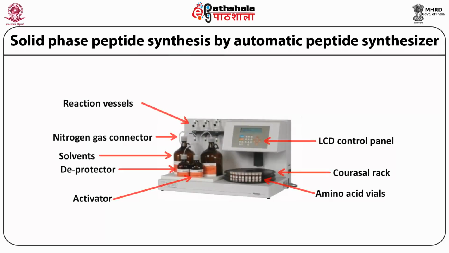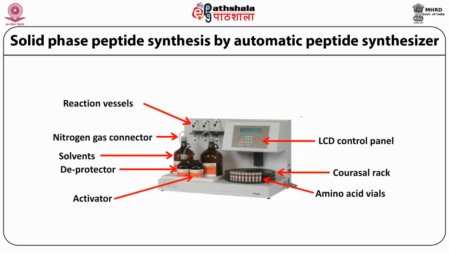This is the machine shown in the picture for solid phase peptide synthesis, the automatic peptide synthesizer. These are the reaction vessels. In these reaction vessels, the coupling of the amino acids takes place, where the resins are stored for the amino acid coupling, and three reactions can take place simultaneously in these three vessels.